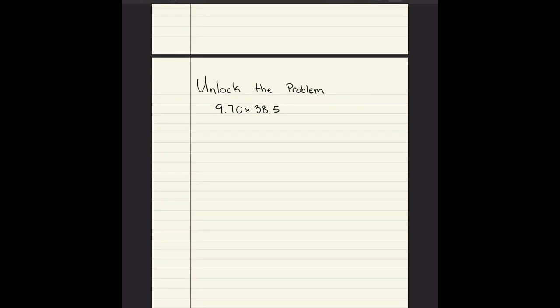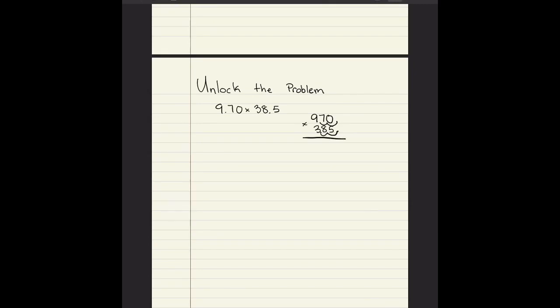So we have 9.70 times 38.5. So I'm going to write these with one on top of the other. There we go. And see, I'm lining up the digits. Here are my decimals. They happen to be lined up. Now I'm going to move my decimal over 1, 2 times, 1, 2 times.